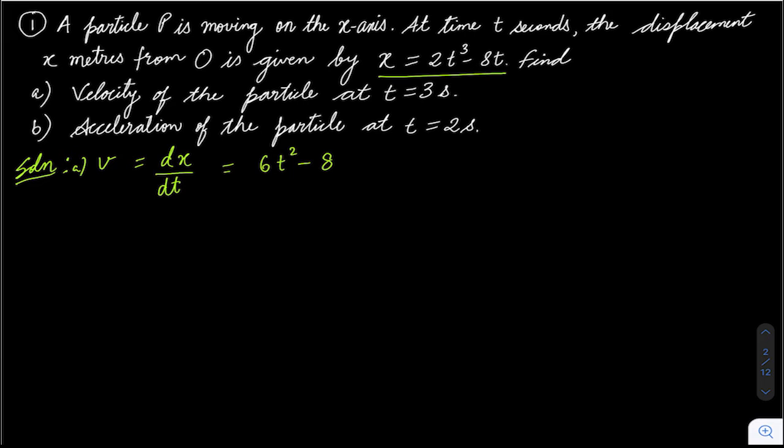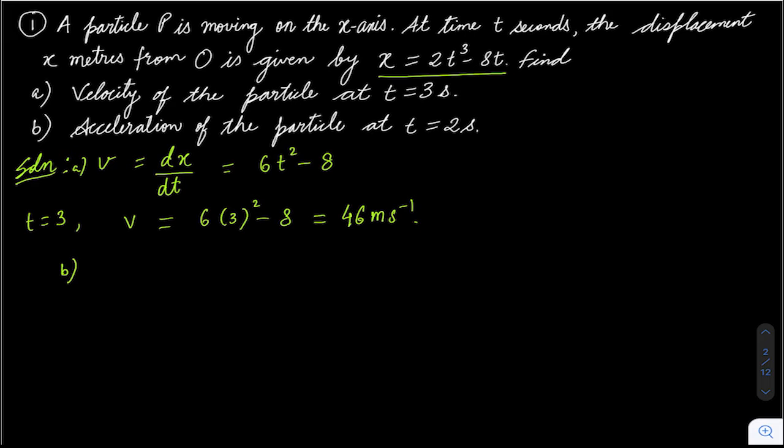Now I need it at 3 seconds. So time is 3. What's my velocity? This will be 6 into 3 squared minus 8, which comes out to be 46 meters per second. So that is my answer. As simple as that. Okay, let's try the B part now.